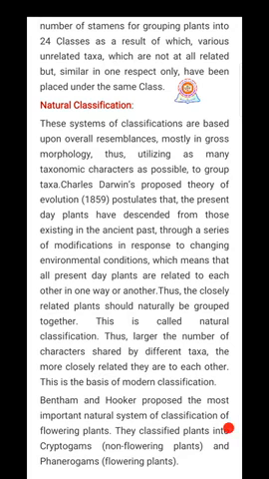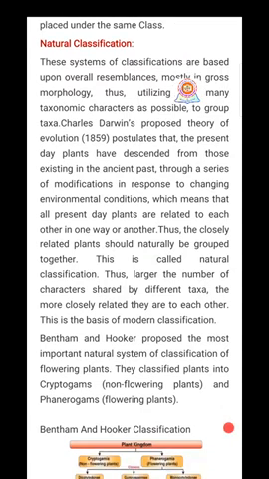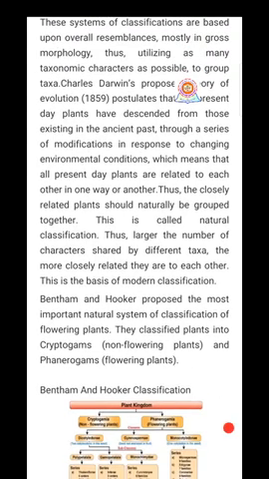The plants underwent certain changes, and in this way present day plants are related to past plants. If that point is considered, the naturally related plants or characters of plants are considered in the natural system of classification. Thus, the larger the number of characters shared by different taxa, the more closely related they are to each other. This is the basis of modern classification. Bentham and Hooker proposed the most important natural system of classification of flowering plants.